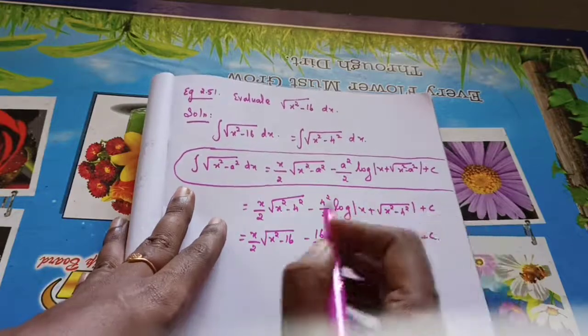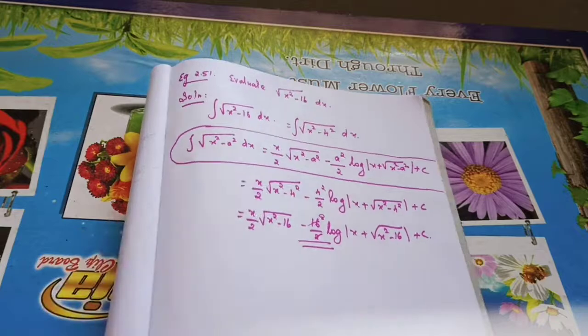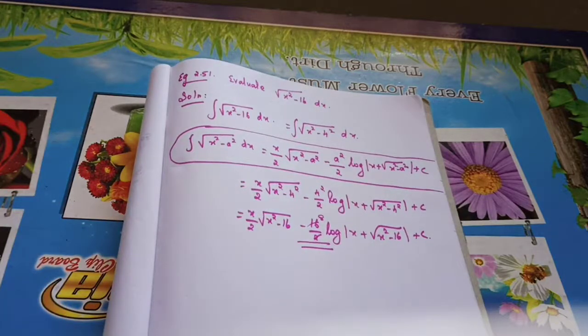So if you need, you can simplify this, you will get 8. Okay, this is our required answer. It's very easy. So let's move to the next problem, 2.52.